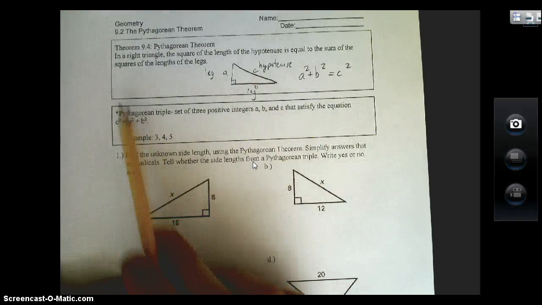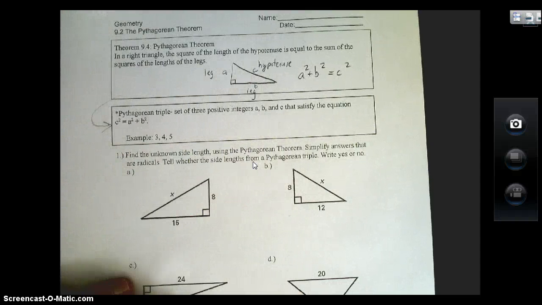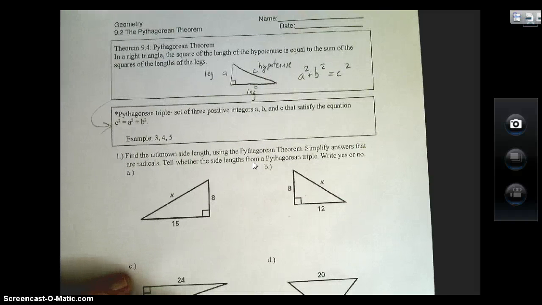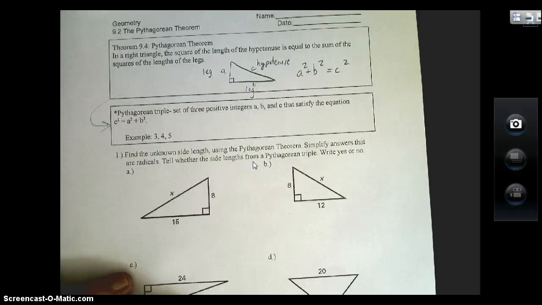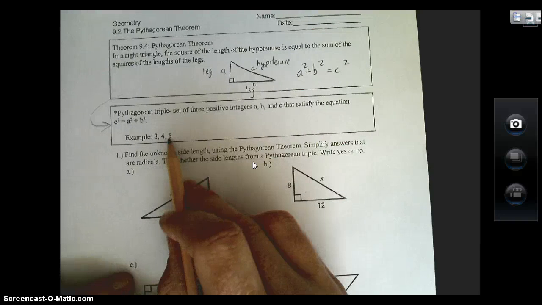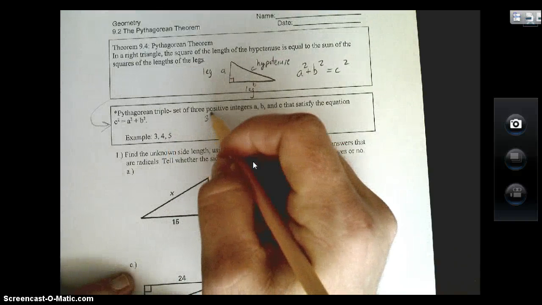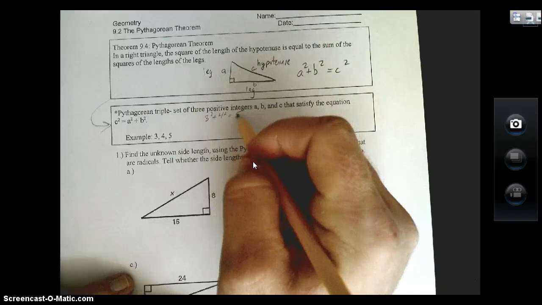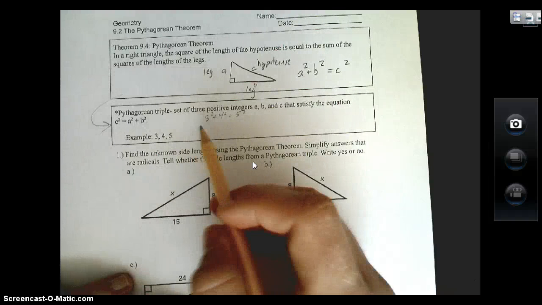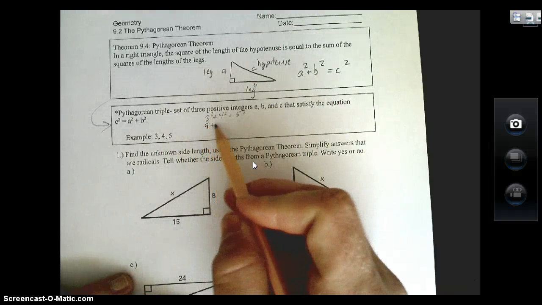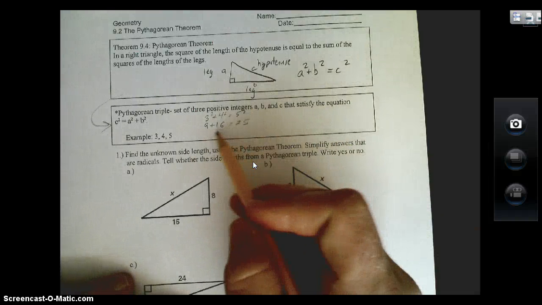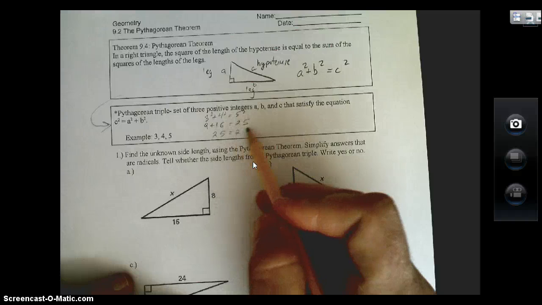Now, to go with this, we have a very important idea called a Pythagorean triple. It's a set of three positive integers, a, b, and c, that satisfy the equation c squared equals a squared plus b squared. So here's a quick example, 3, 4, 5. Your c is always your largest number. So if I were to plug this in, 3 squared plus 4 squared equals 5 squared. The reason Pythagorean triples are so nice is that they work out perfectly. 3 squared gives us 9, 4 squared is 16, and 5 squared is 25. And 9 and 16 add together to give us 25. 25 equals 25. There we go.